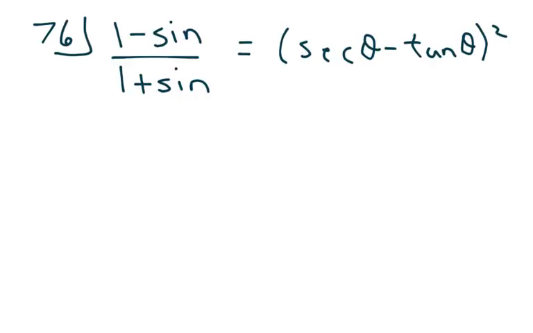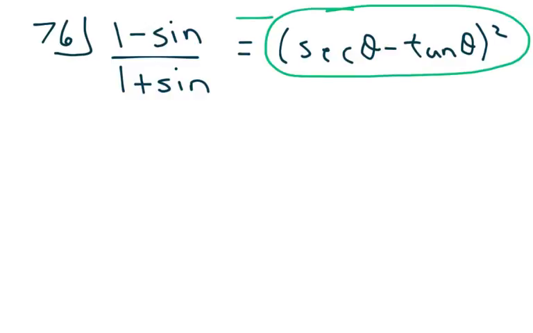76. We usually work with this, and I think we worked on this one in class to get to here. I'm going to show you a different way. I'm going to start on this side and go this way. So what I'm going to do is multiply by the conjugate.